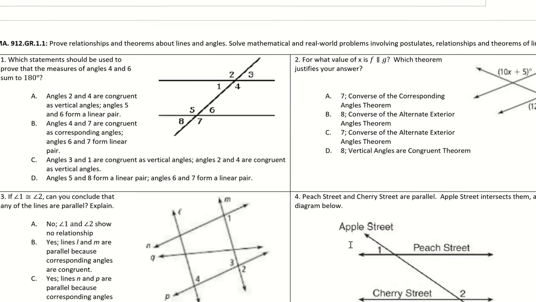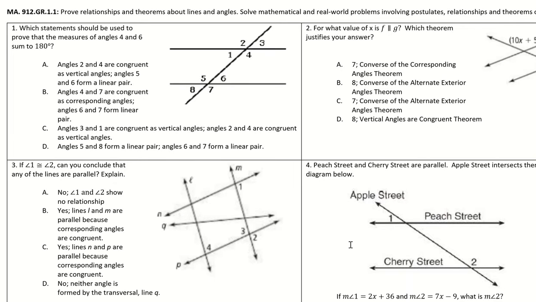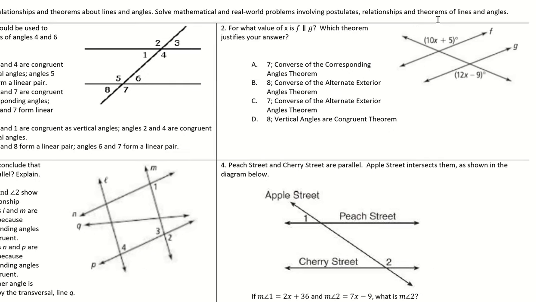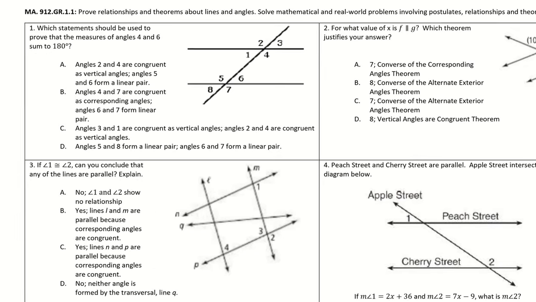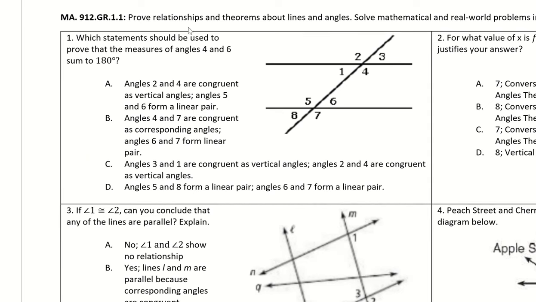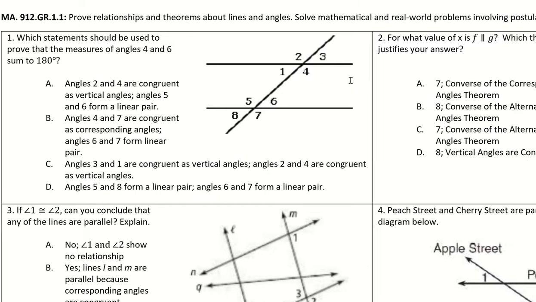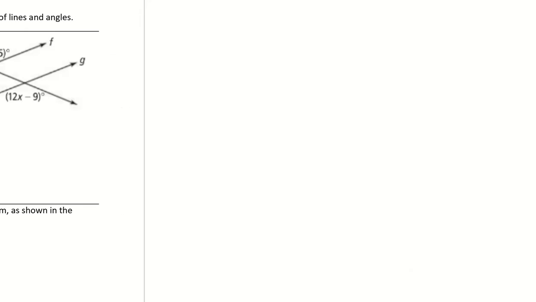All right, so first benchmark: prove relationships and theorems about lines and angles, and solve mathematical and real-world problems involving postulates, relationships, and theorems of lines and angles. So for number one: which statements should be used to prove that the measures of angles 4 and 6 sum to 180? For this problem, they want you to prove that the measure of angle 4 plus the measure of angle 6 is 180.